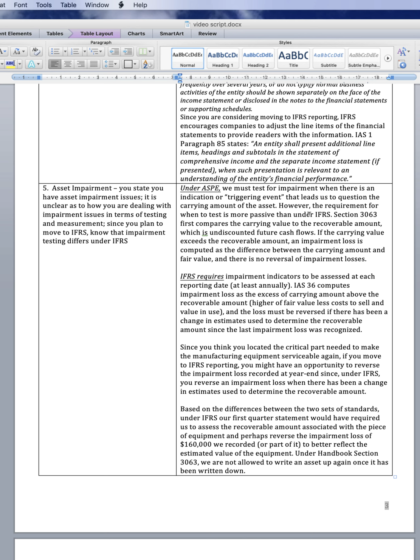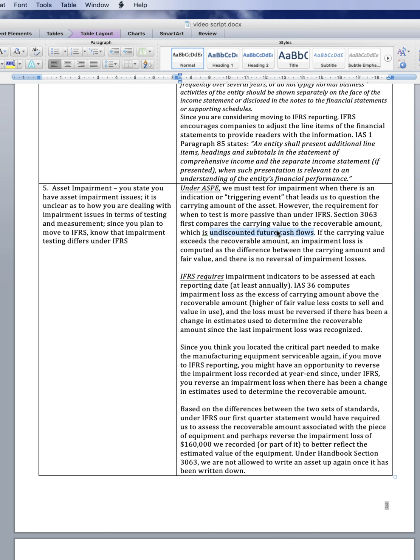But in any case, if you look at ASPE section 3063, it first compares the carrying value to the recoverable amount, and recoverable amount is calculated based on undiscounted future net cash flows, which is cash flow in and cash flow out from that asset, what you predict it will be. If the carrying value is bigger than that recoverable amount, then an impairment loss is computed, and it's the difference between the carrying amount and the fair value, and there's no reversal of the impairment loss. So again, we don't know how they calculated that amount, if they even know they can't reverse an impairment loss, and what tests they did to come up with the fact that there was impairment.